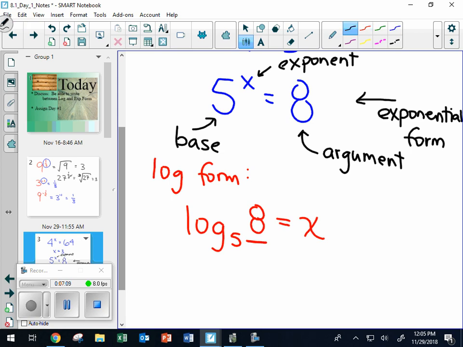If I wrote out each of the things that they were, so this is a base, so it's a b, and this is an argument, and that's my exponent.